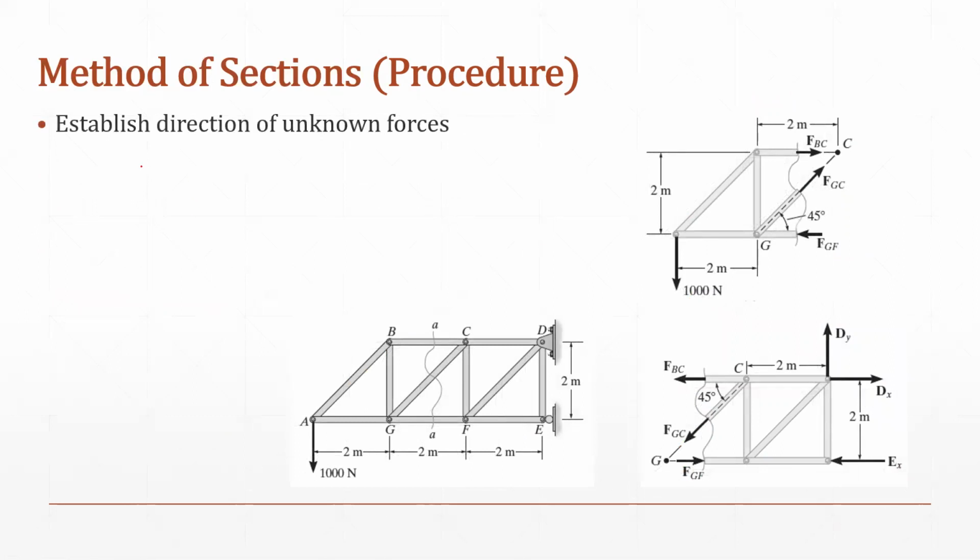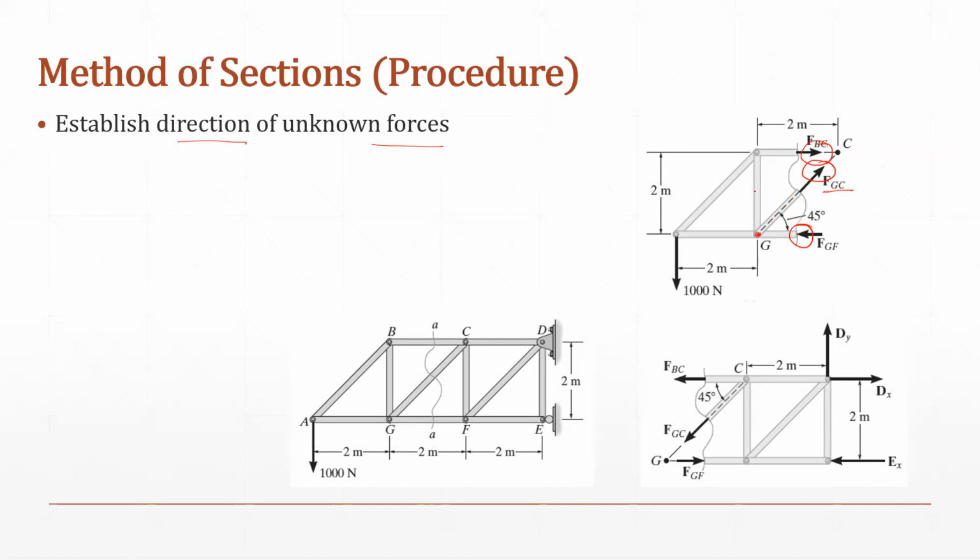Then the next step is to establish the direction of the unknown forces. Now there you can see the direction of these forces, FBC, FGC and FGF. We know the sense of force is away from the joint. You can see the joint is G, and this FGC force is pointing away from the joint. Then it means we have assumed that the force in member GC will be in tension.